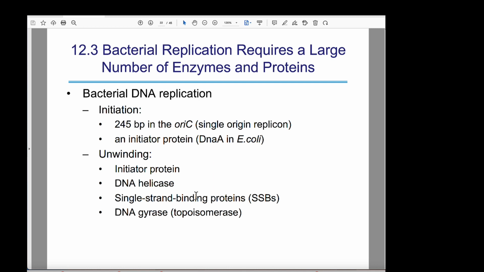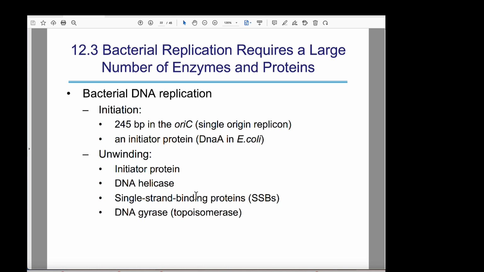With initiation for a bacterial cell, okay, you have your site of origin.